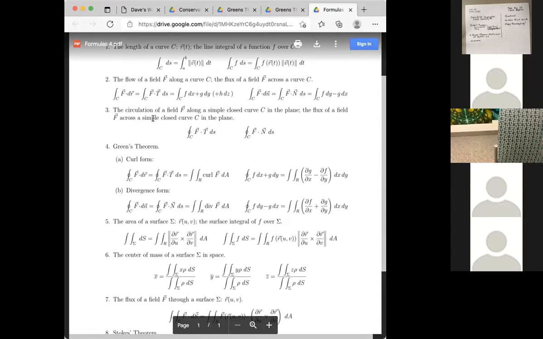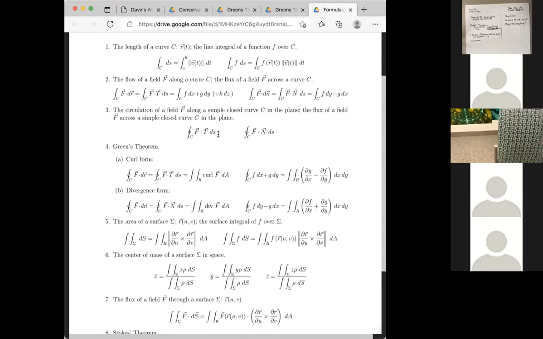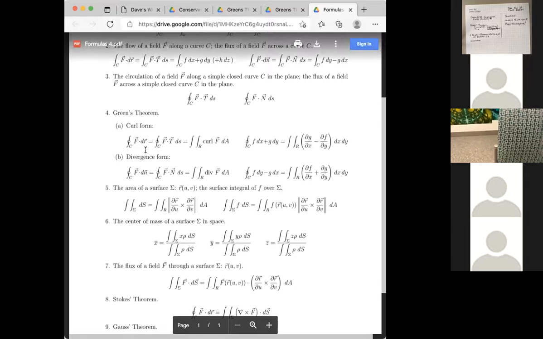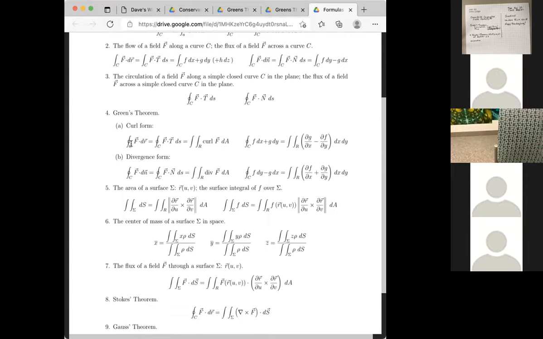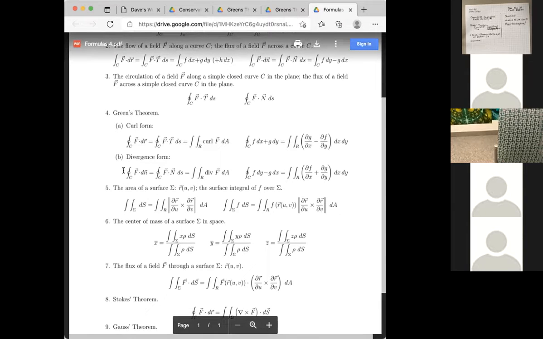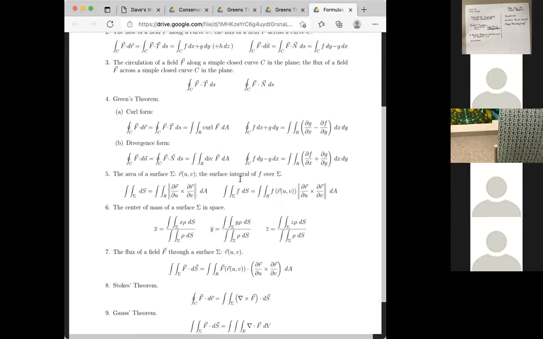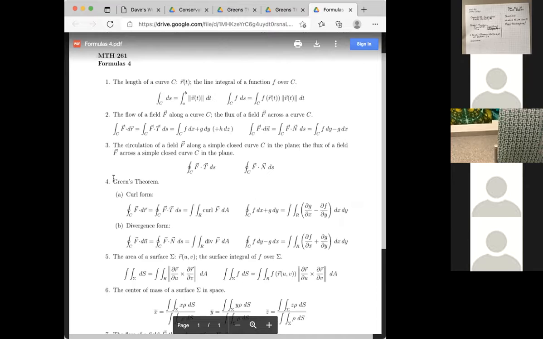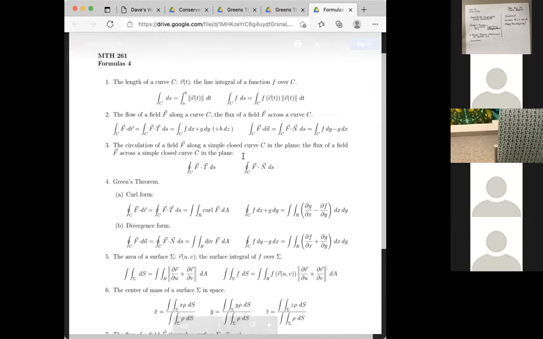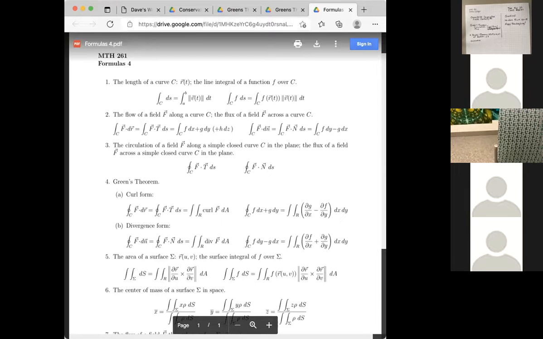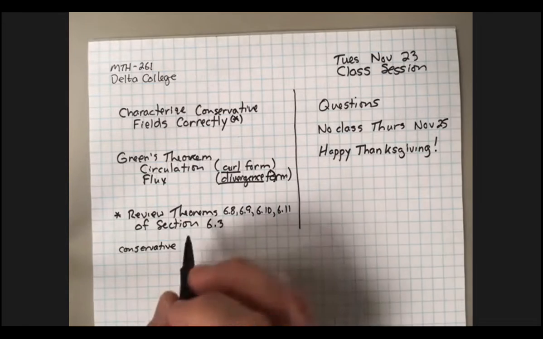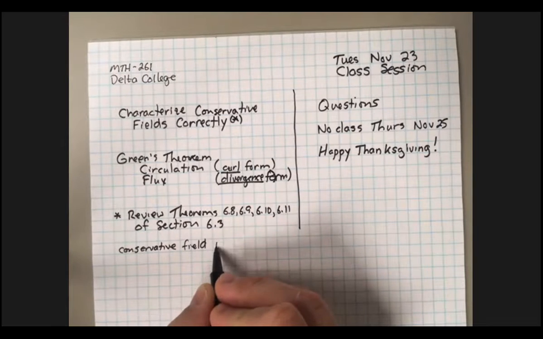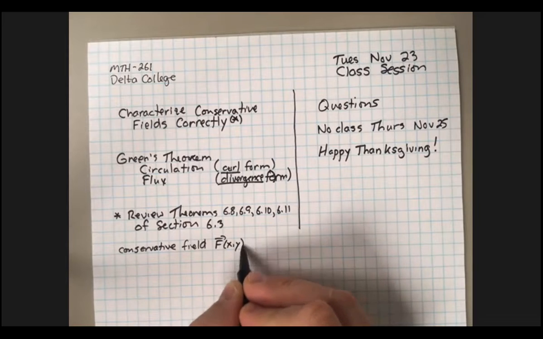But we can talk about today's circulation and flux in the plane. And here are our statements of Green's theorem in both the curl or circulation form and the divergence or flux form. The rest of this sheet talks about how we're going to extend Green's theorem to space, and so this is not our concern today. So we're talking about this fourth theorem today. I just want to make sure you saw where all this reference material was. Okay, I think we're about ready to go back to our paper. Very good. So let's think about a conservative field F of x y.